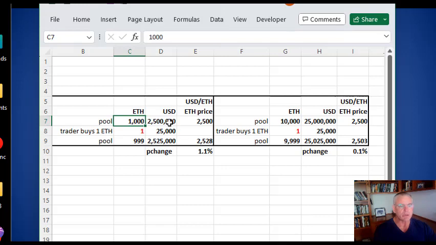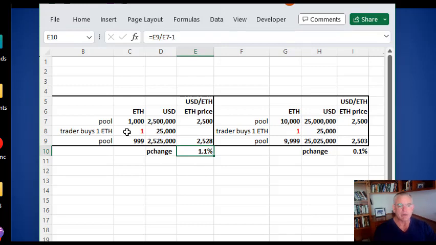You have a pool. Alice puts in 1,000 ETH. Current price is 2,500 bucks, so she puts in 2.5 million USD, and then Bob comes in and takes one ETH out and gives her 25 grand. So that's the price he pays. What happens? The pool now has one fewer ETH and 25,000 more USD. The price changed because the price is the ratio of the two tokens in the pool, and in this case, the price went up by 1.1%.